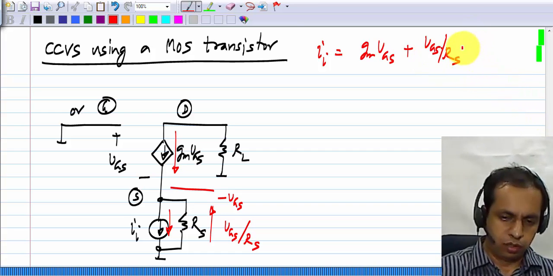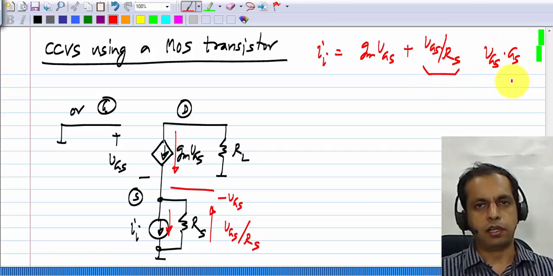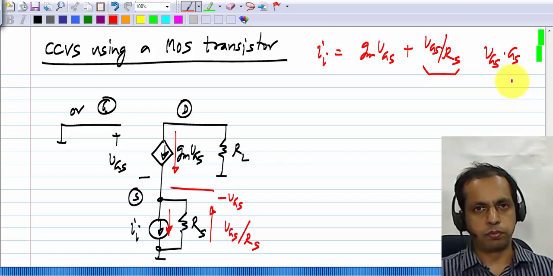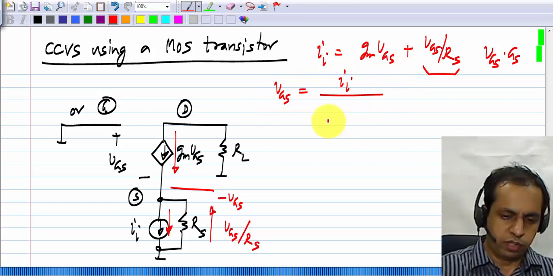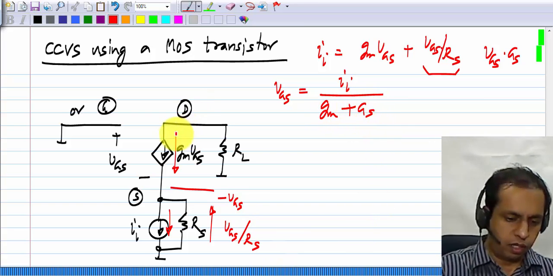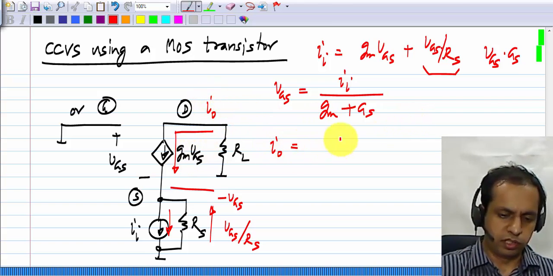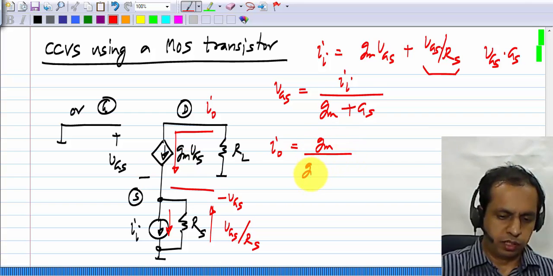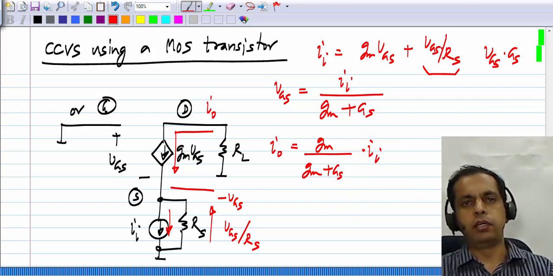This can also be written as VGS times GS, where GS is the conductance of the input current source. So VGS will come out to be II divided by GM plus GS, and the output current I0 is GM times VGS. So I0 is GM divided by GM plus GS times II, the input current.